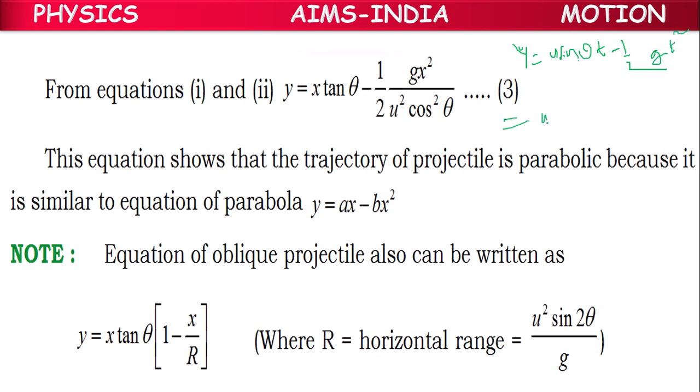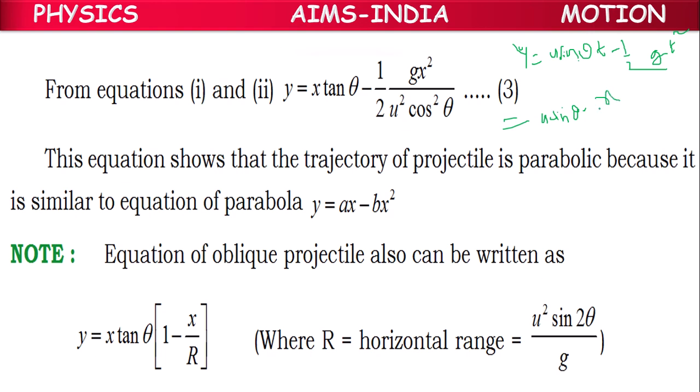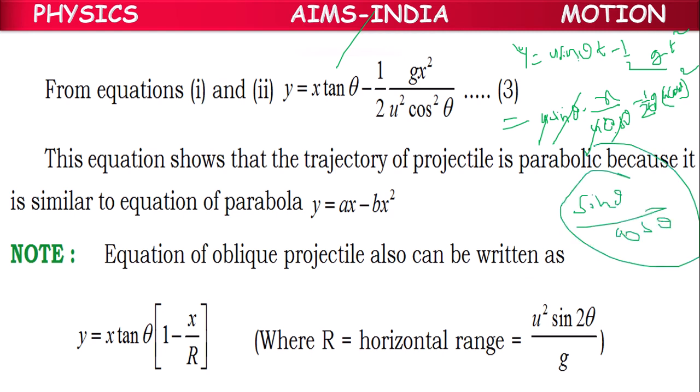So where u sin theta, in the place of t we can write x by u cos theta, minus half g, in the place of t we can write x by u cos theta whole square. There sin theta by cos theta we can write as tan theta. So u gets cancelled. When we have sin theta by cos theta, directly we can write it as tan theta. So x tan theta.